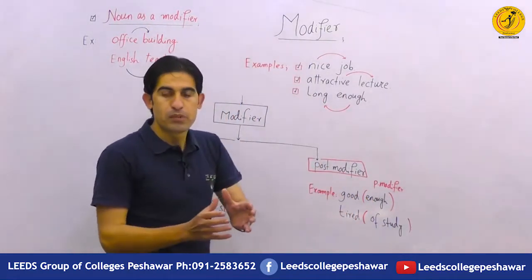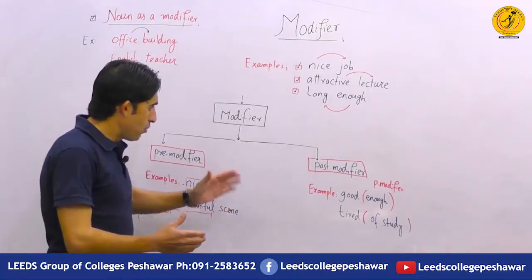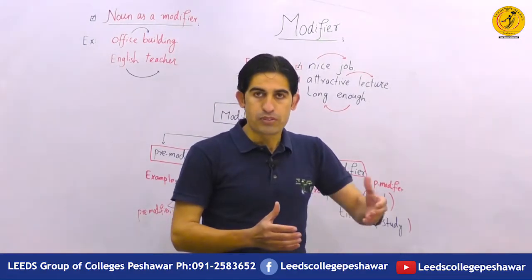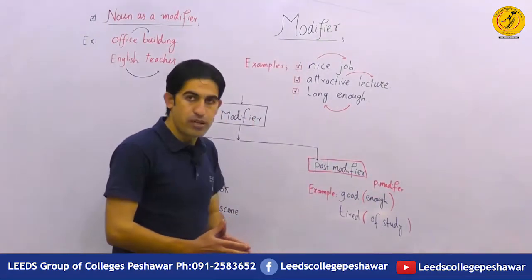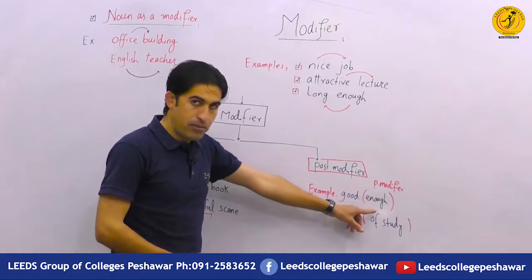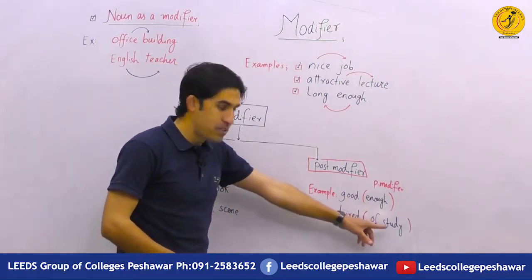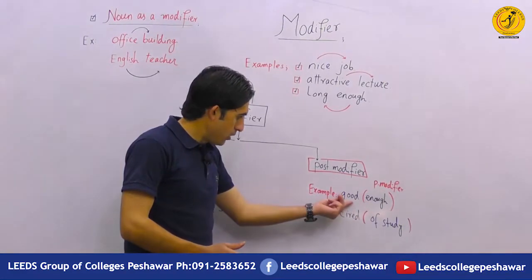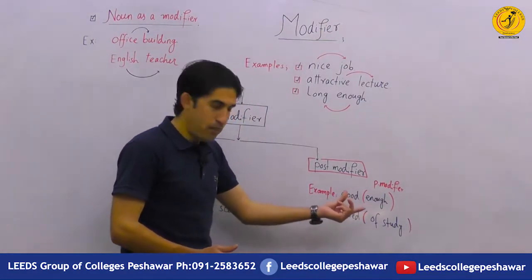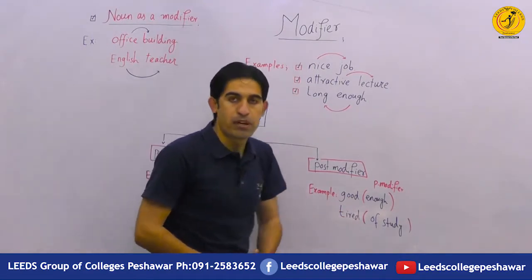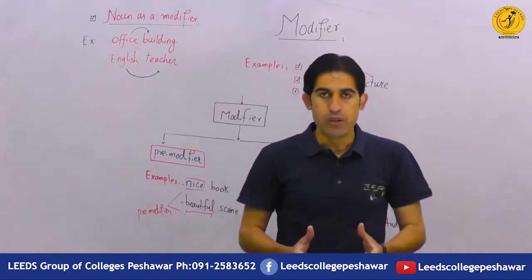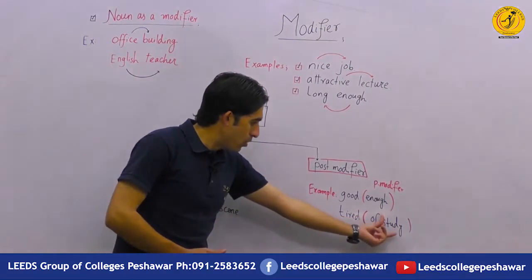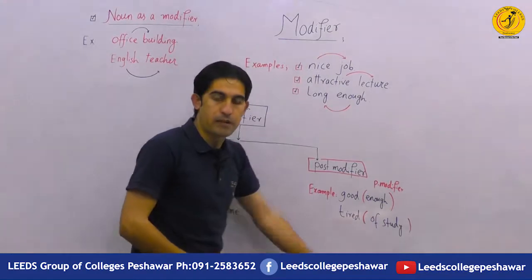The second principal class of modifier is the post-modifier. It is quite different from the pre-modifier because these modifiers or qualifiers come after the noun. I have listed two cases, good enough and tired of study. Now in the first one, enough qualifies good. In example number second, tired. For example, if we say tired of work, of study. So of study is the modifier and it qualifies the tired.